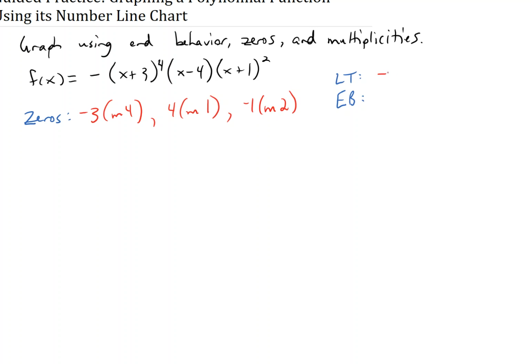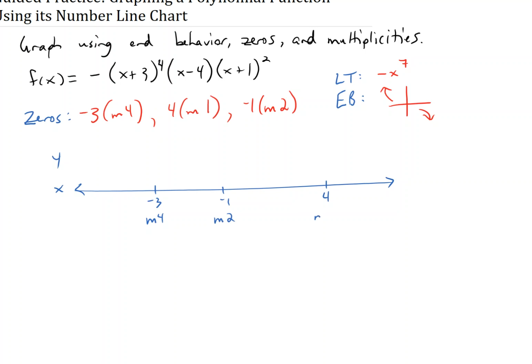So the leading term is negative x to the 7th, which means that your left end goes up and your right end goes down. Okay. Now we'll create our number line chart. So our x's will be on the number line, our y's will be above the number line, and we need to cut our number line at the zeros. So negative 3, negative 1, 4. We might as well list the multiplicities. Multiplicity 4, multiplicity 2, multiplicity 1.